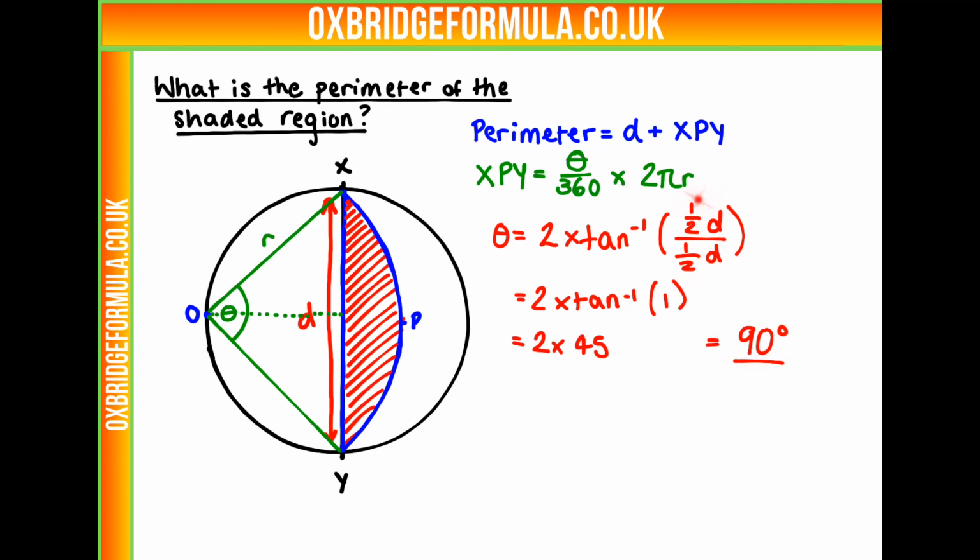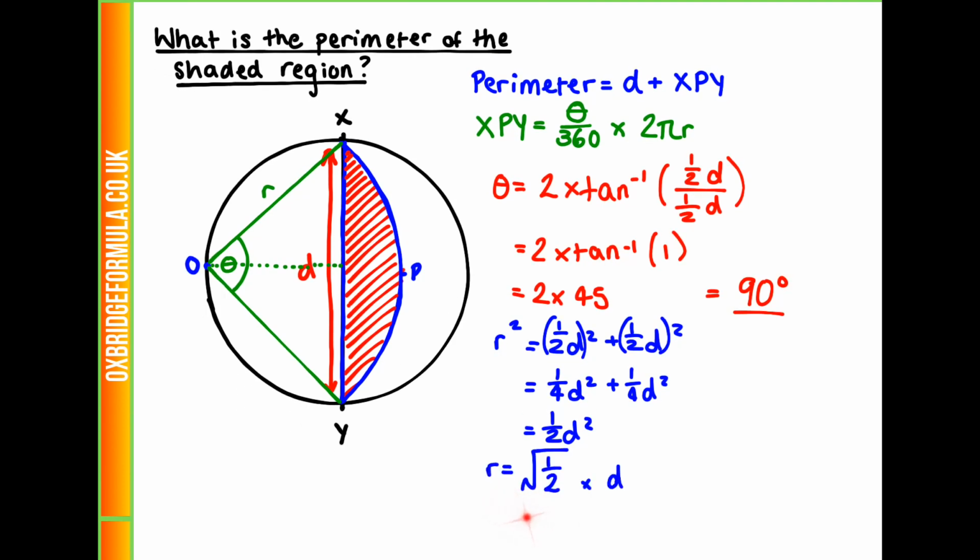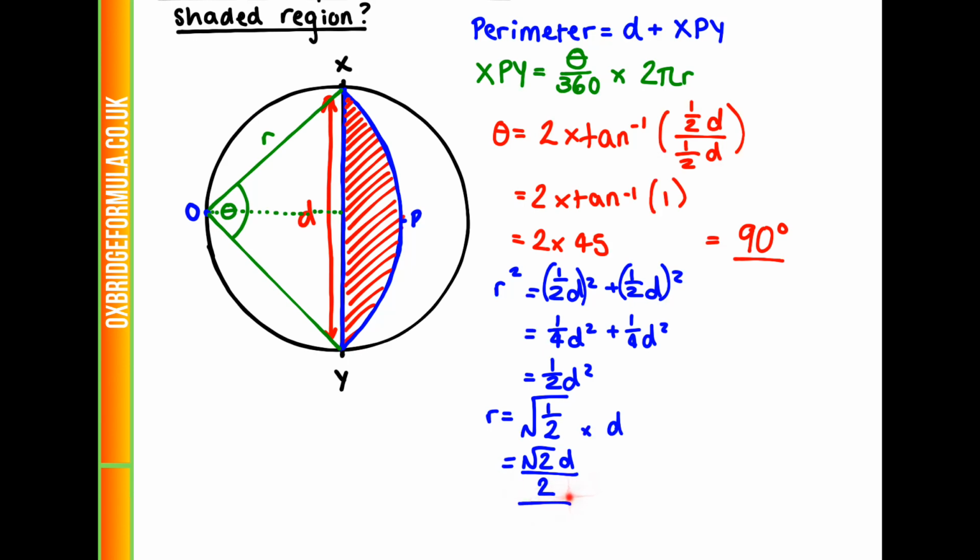Now let's work out r. And how can we do that? Well, if we know we've got a right angle triangle here, we can use Pythagoras. So r squared is going to be a half D squared plus a half D squared, or a quarter D squared plus a quarter D squared, which is a half D squared in total. So that means our r is just the square root of a half times D, or root 2 D over 2.